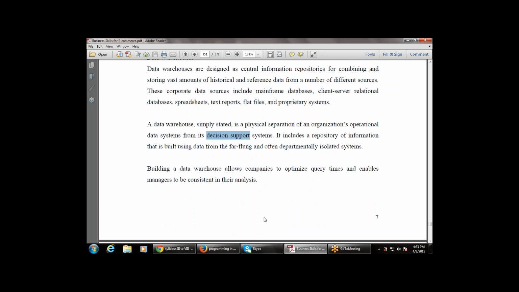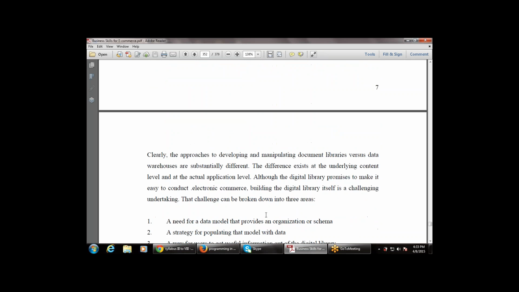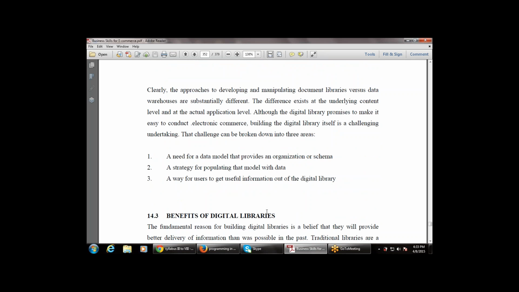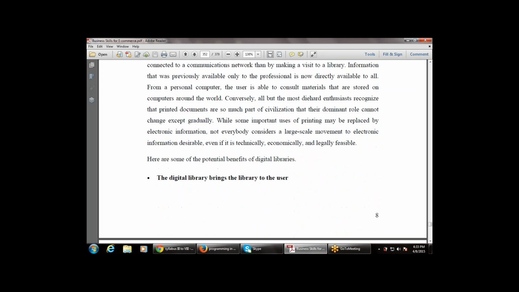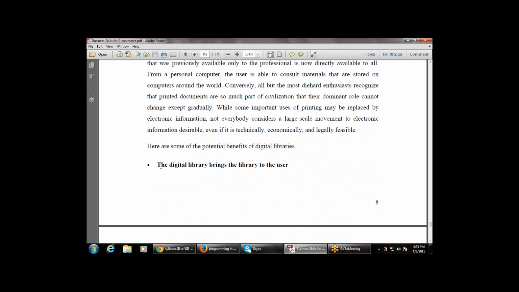Whenever there is a requirement to build a database or data warehouse that allows companies to optimize and decrease the query time, then what are the benefits of a digital library? What are the various benefits provided by a digital library?